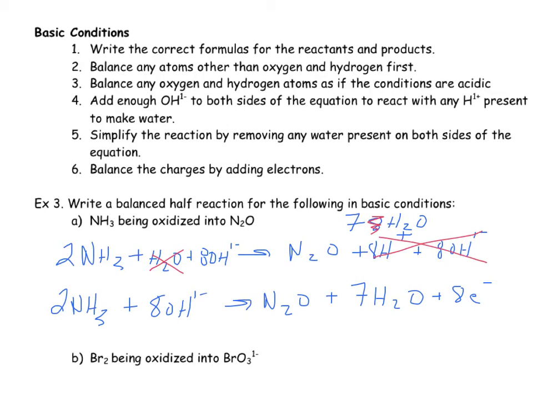It's always a good idea to double-check your equation. I have 2 N's on each side. This gives me 6 H's plus 8 more, 14 on the left, 7 times 2, 14 on the right. 8 O's on the left, 1 plus 7 more gives me 8 O's on the right. Pause the video here and try out example B.